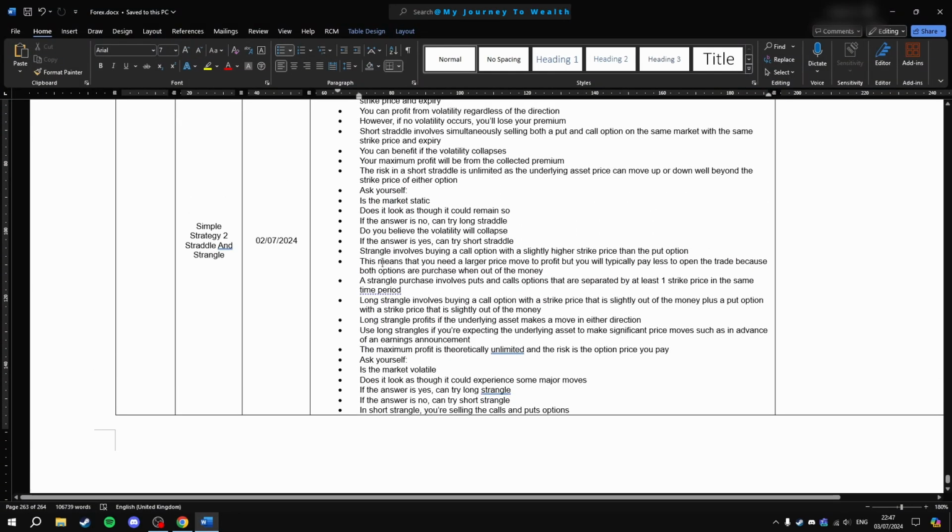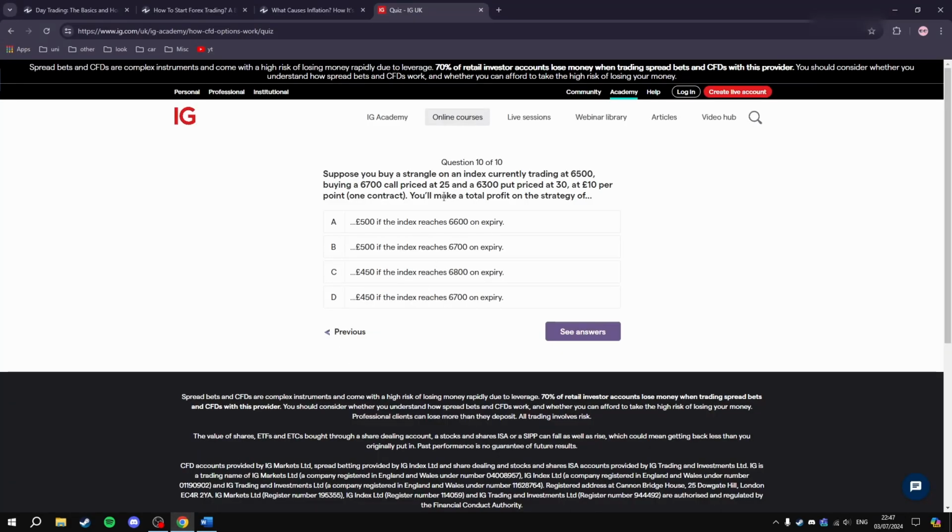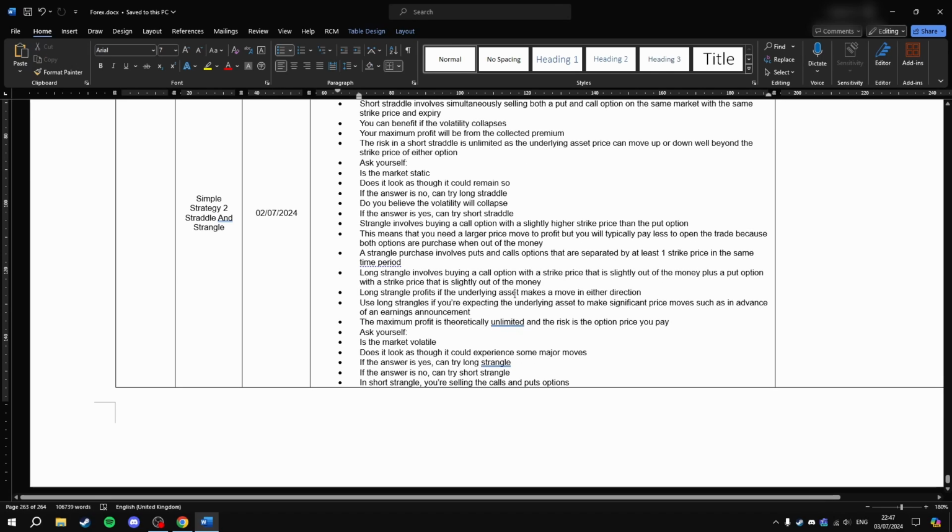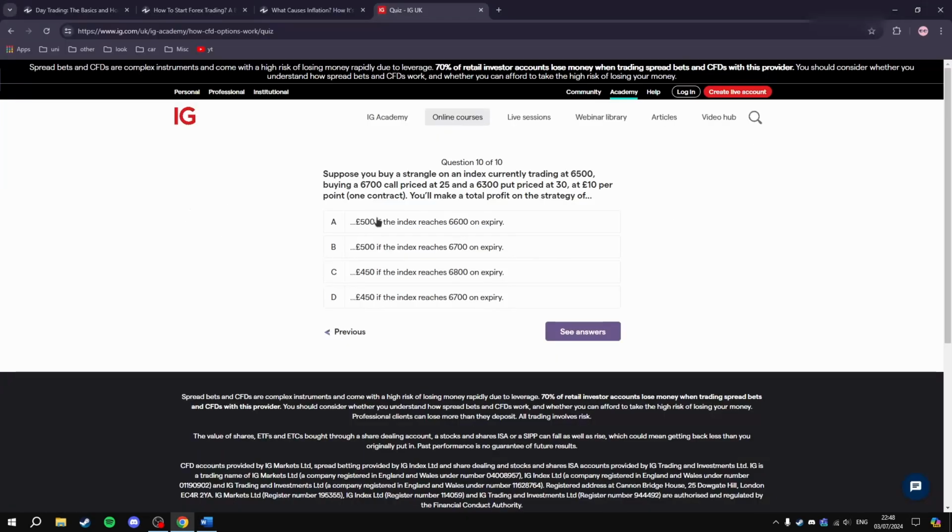Let's see, what's the notes? Strangle, buying a call option with a slightly higher strike price than the put option. Strangle, one strike price. Makes a move in either direction. Either direction. I'm going to choose a random one because I really don't know, to be honest. That one.